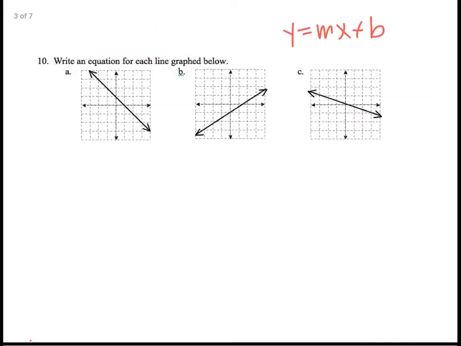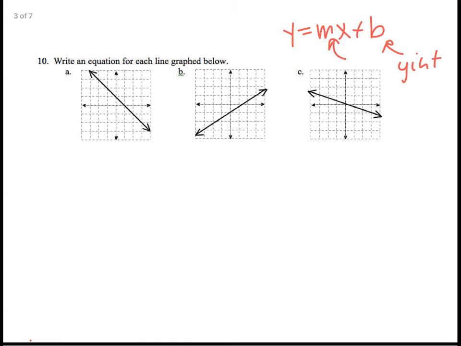Okay, 10 says write an equation for each line graph below. So since we're given a graph, and we can see our lines, I chose to write my equations in slope-intercept form because we know our intercept, our b, it's our y-intercept. We can get that right from our graph, and we can get our slope. So once we find them from our graph, we just have to write it.